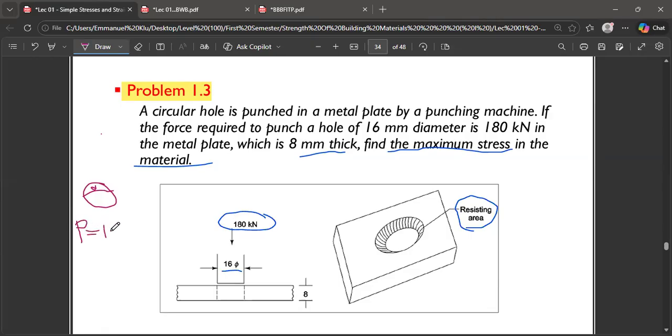Okay, so they say our force is 180 kilonewton. We already know what kilo is, so we are going to write it as 180,000 Newton. So first of all, we are analyzing the question. And then also, what else did we see when we were reading? We saw 16 mm diameter. So our diameter is equal to 16 mm. In a metal plate which is 8 mm thick, so our thickness over here is equal to 8 mm.